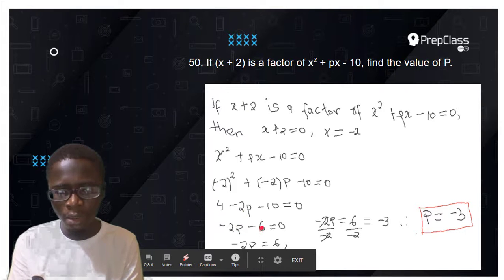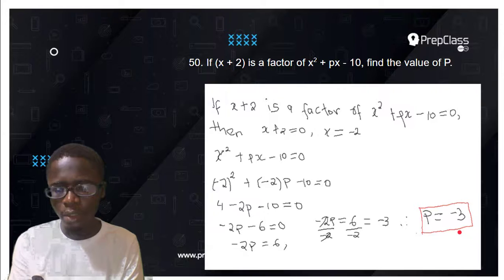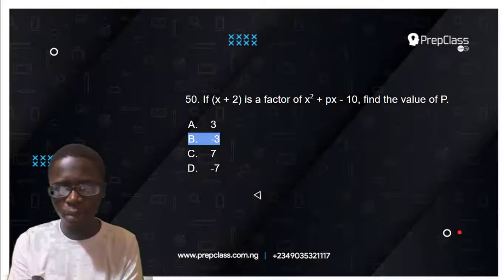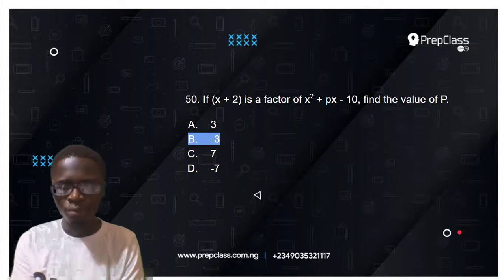And rearranging this to the other side, we have minus 2p is equals to 6, dividing both sides by minus 2. As you can see, minus 2 cancels minus 2. So this gives us 6 over minus 2, and this is going to be minus 3. So it means the value of p in this equation is minus 3. And this, as you can see, is supported by option B.